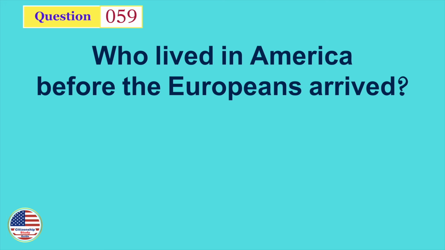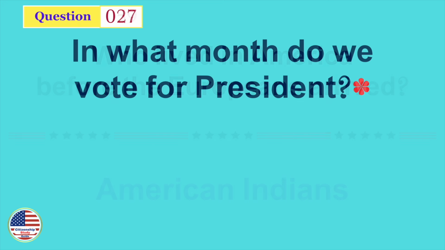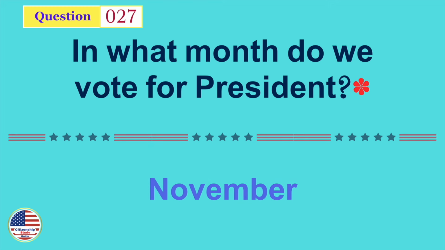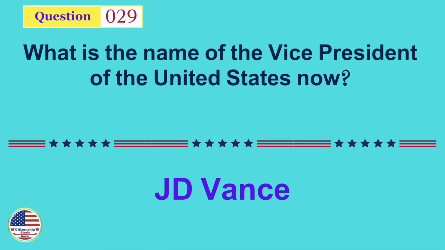Who lived in America before the Europeans arrived? American Indians. In what month do we vote for president? November. What is the name of the Vice President of the United States now? J.D. Vance.